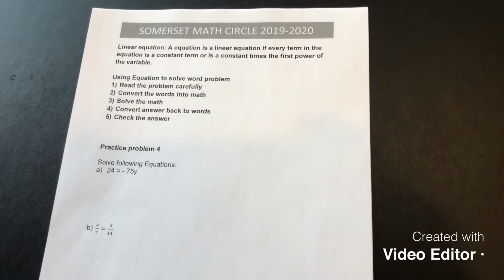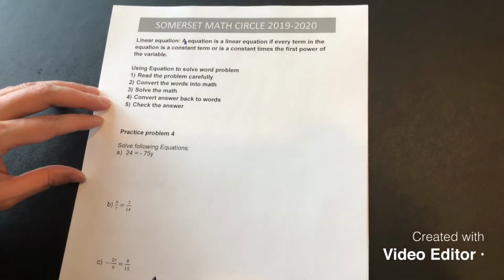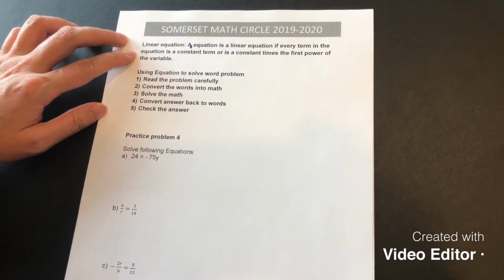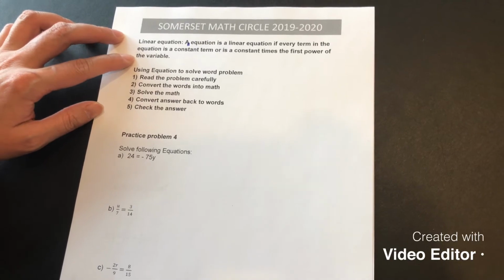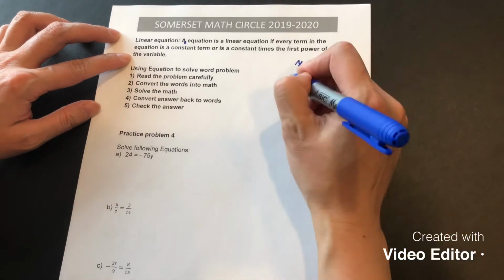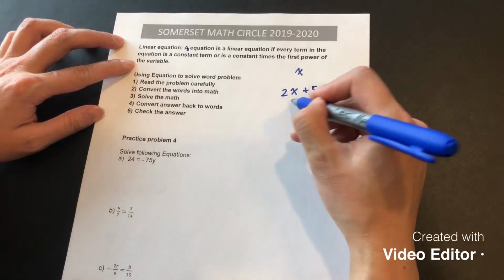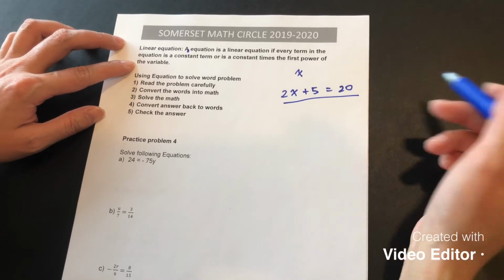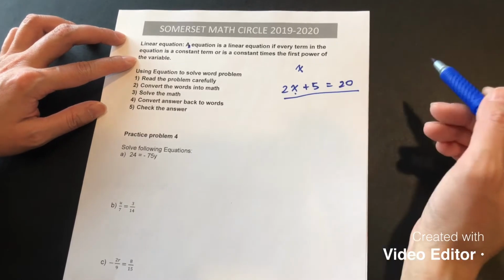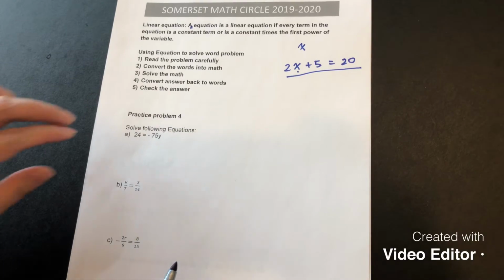Linear equation. An equation is a linear equation if every term in the equation is a constant term or is a constant times the first power of the variable. So we'll see this. For example, if you have unknown x, 2x plus 5 equals 20, this is a linear equation. You only involve x to the power of 1, multiplied by some constant, some number. So let's look at linear equations using some examples.